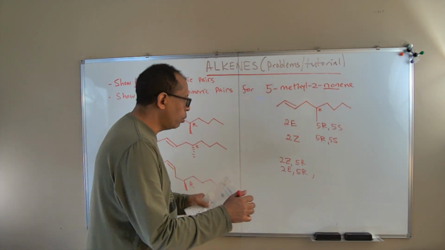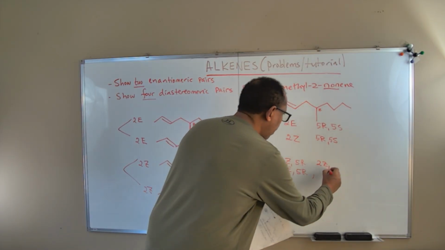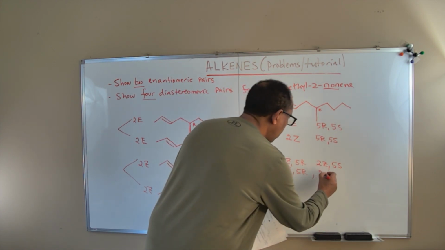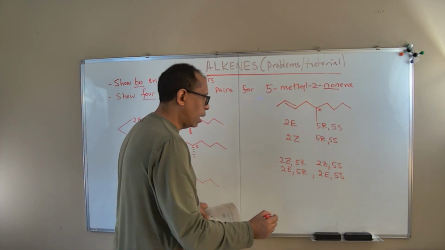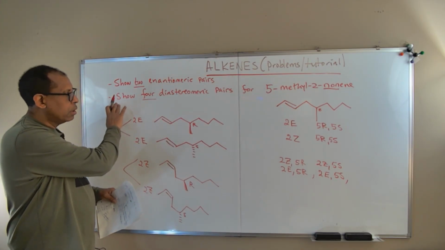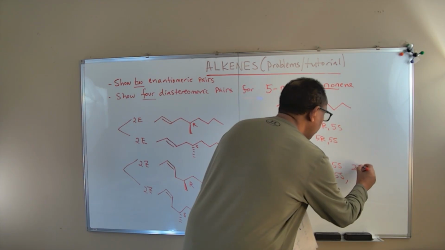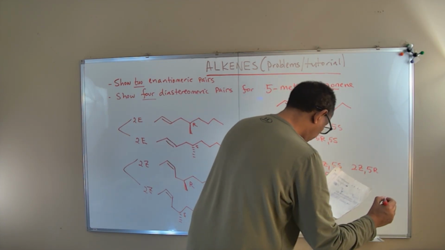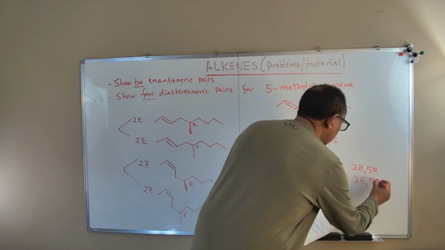And the next would be, you can have 2Z, 5S, and 2E, 5S as well. That's another pair possible. As the question refers to 4, I am still to do 2Z, 5R, 2E, 5S.